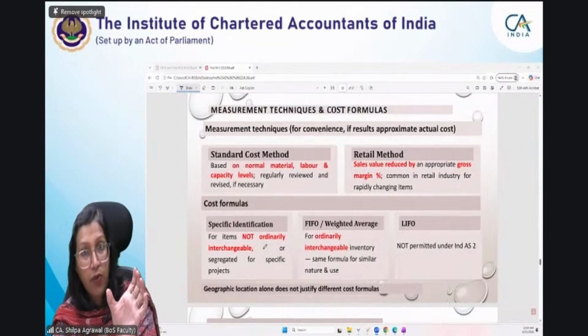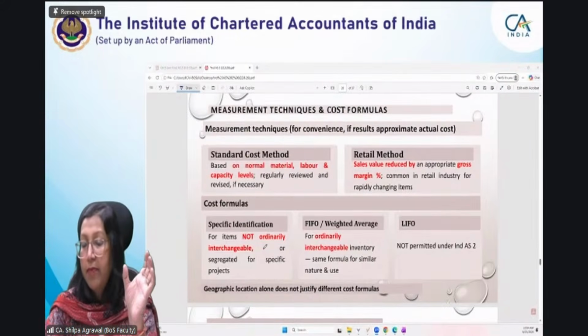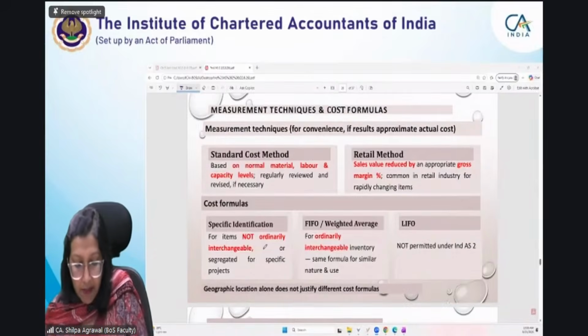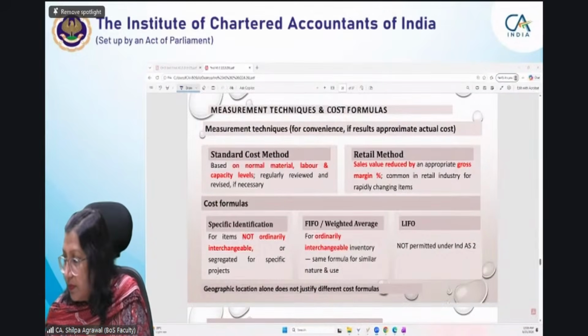Now for weighted average, what we do is, we take the units which are left out and the value of those units, we total that. For example, let me come back to my question part.